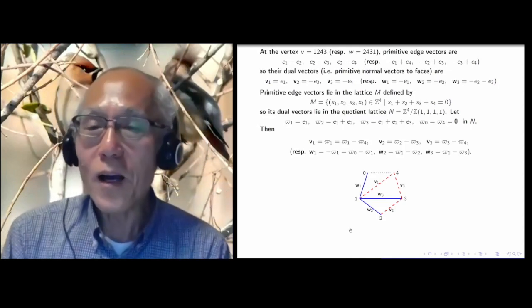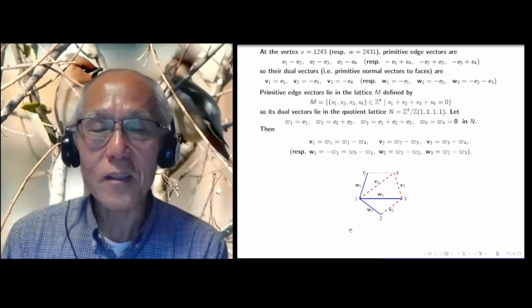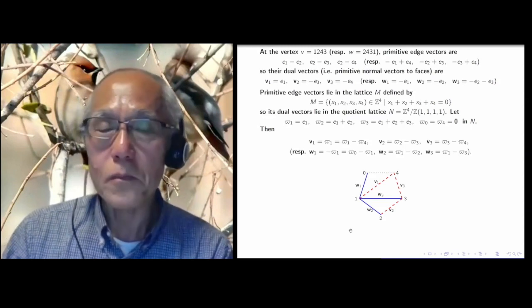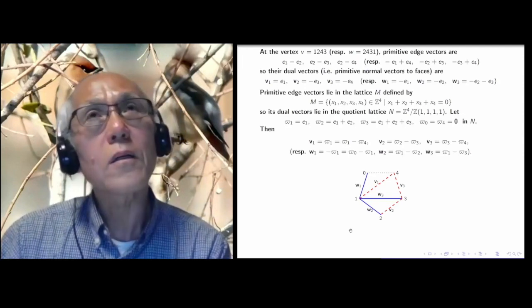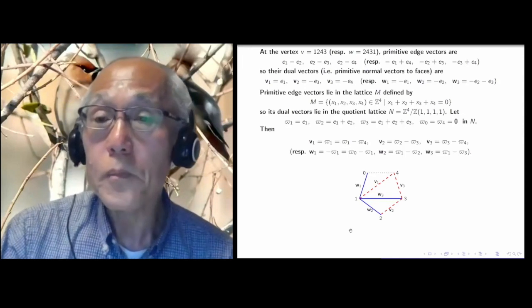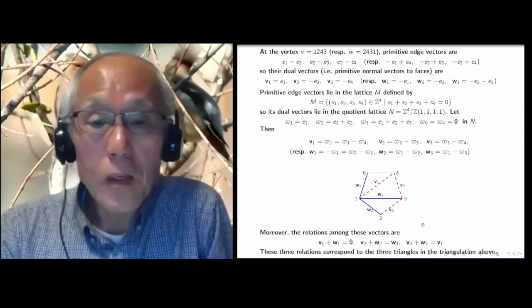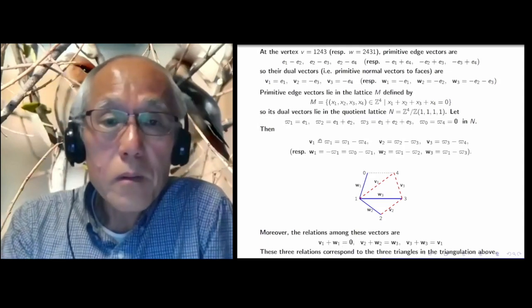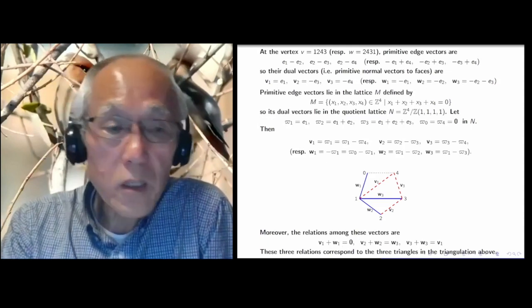This is how we get the polygon triangulation from the Bruhat interval polytope. And also, these V and W have relations.